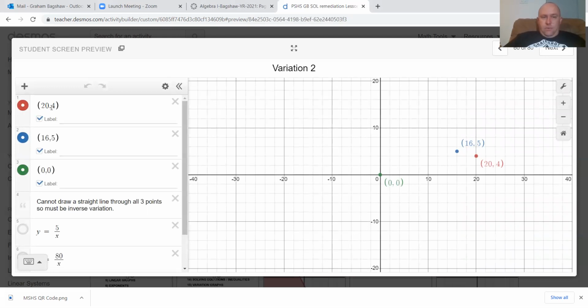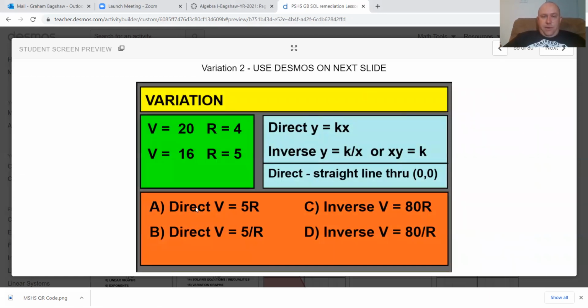You can actually type in the coordinates. And I would always include 0, 0. Remember, if it's a direct variation, this is a straight line going through 0, 0. So this is clearly not a straight line. So I know this is not direct variation. So I can get rid of 2 answers straight away for this. I can get rid of A and I can get rid of B.